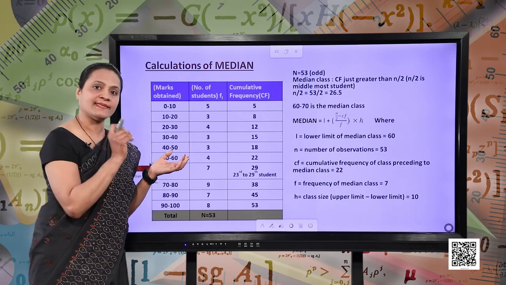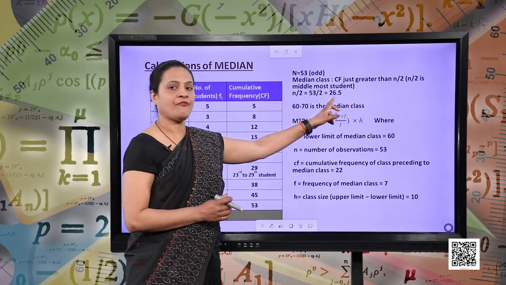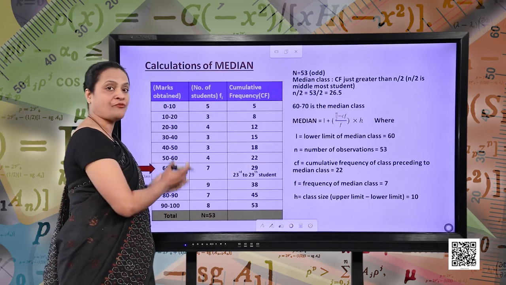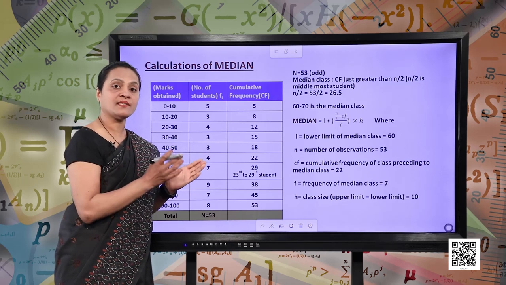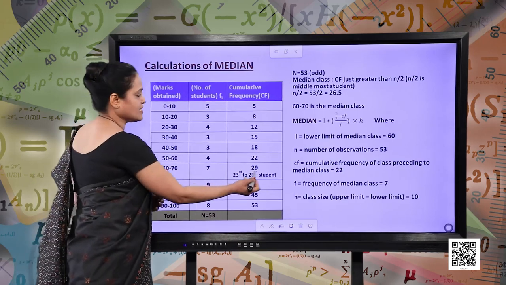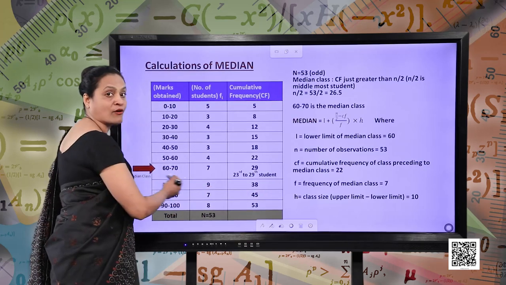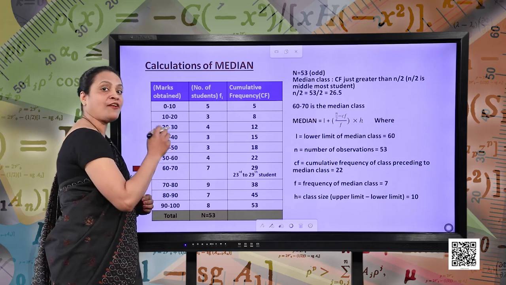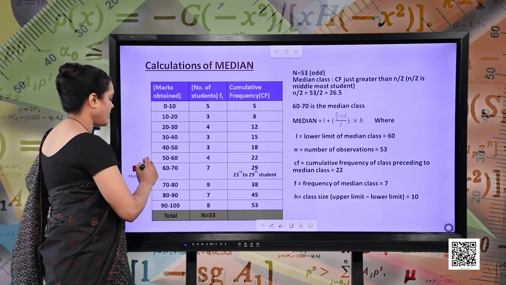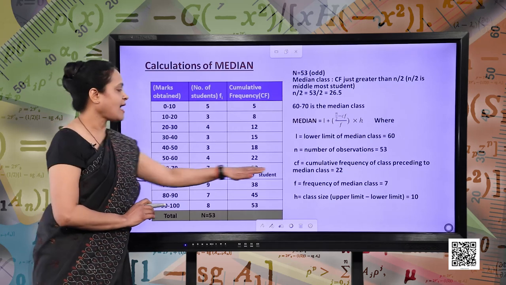And to find that exact value, we need to do two steps. First, we take half of the total number of observations, which is 26.5 here. Then we are going to find where this 26.5 lies. So, here you can see that in this row, the 23rd to 29th student belongs to this row. So, the 26.5th observation will belong to this row. So, this will be the median class. We call it the median class.